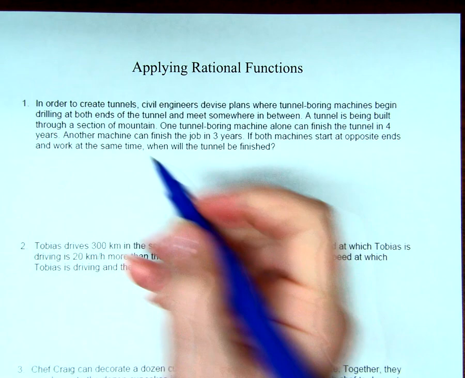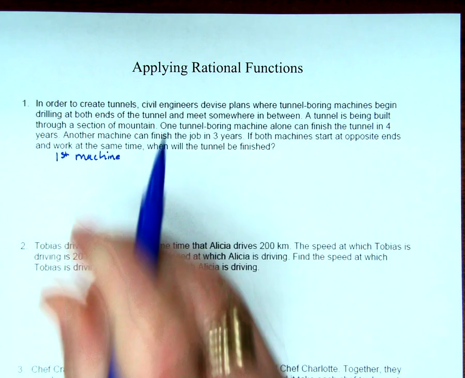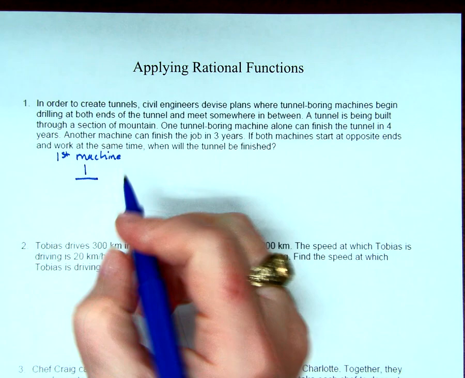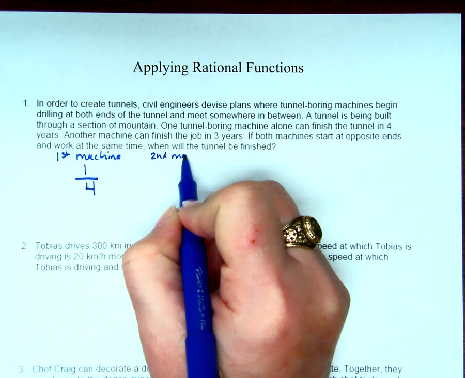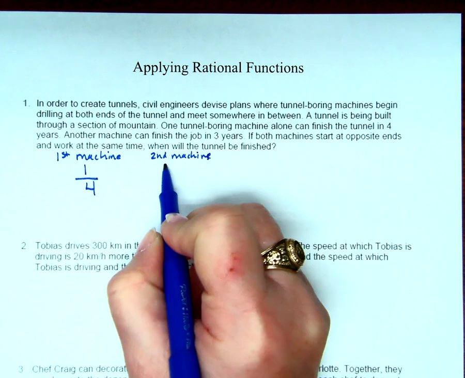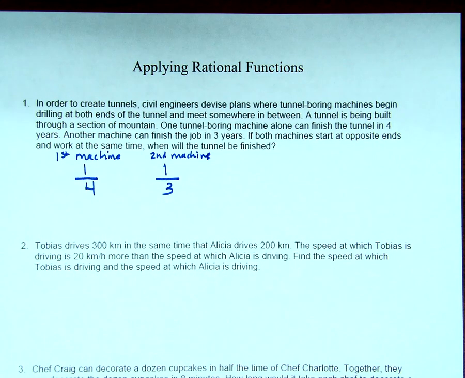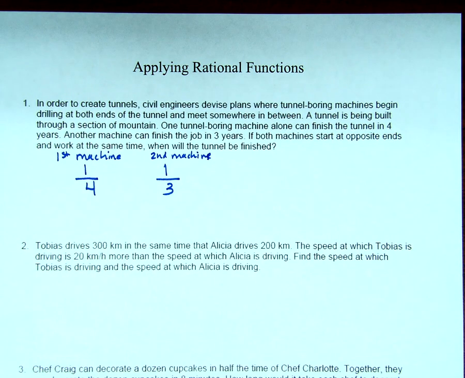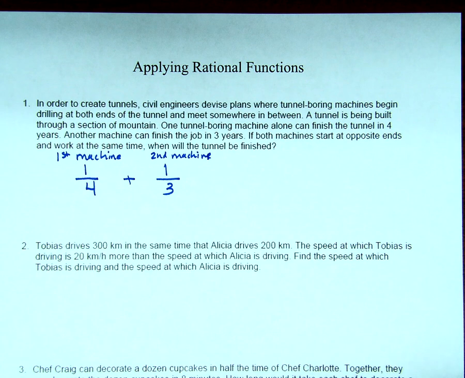So the first machine, we'll just call it the first machine, is doing one job in how long? 4 years. What about the second machine? It's still doing one job in 3 years, right? How are we going to figure out how long it takes them together? Well, there's no sign there yet. What's the sign that usually belongs with together? Add, right? If they're doing it together, it's 1/4 plus 1/3, right?